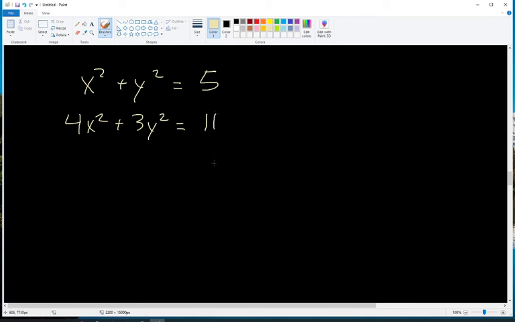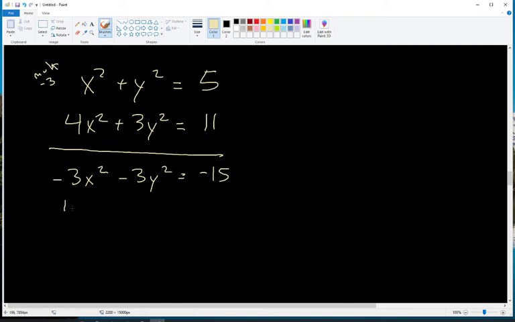Okay, so I'm going to try to solve this one by elimination, and I want to get rid of the y's. So I'm going to multiply the top by negative 3. This will make negative 3x squared minus 3y squared equals negative 15. And down here I'll get 4x squared plus 3y squared equals 11. So I add these up. Negative 3x squared plus 4x squared is a single x squared. The y squareds cancel. Negative 15 plus 11 is negative 4.